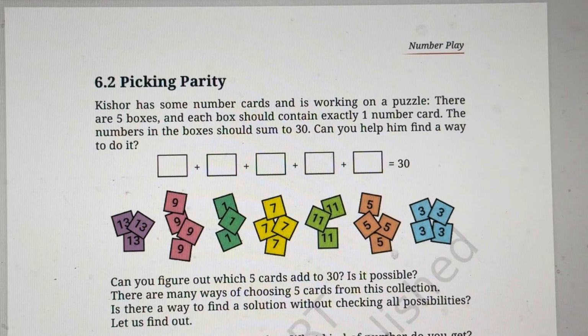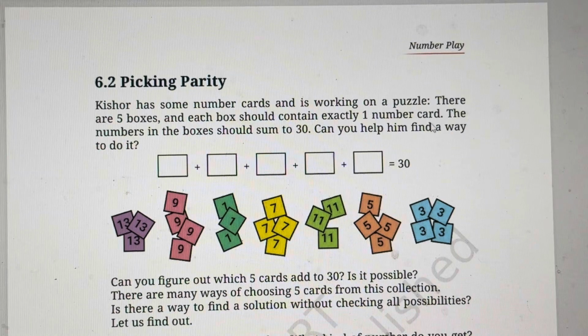You can see there are 6 boxes, 1, 2, 3, 4, 5, 6, and there are some number cards given over here. So each box should contain exactly one number card. The numbers in the boxes should sum to 30. Right? So you can see the various number cards given here. So let us try to help Kishore in doing so. The numbers are 13, 9, 1, 7, 11, 5, 3.